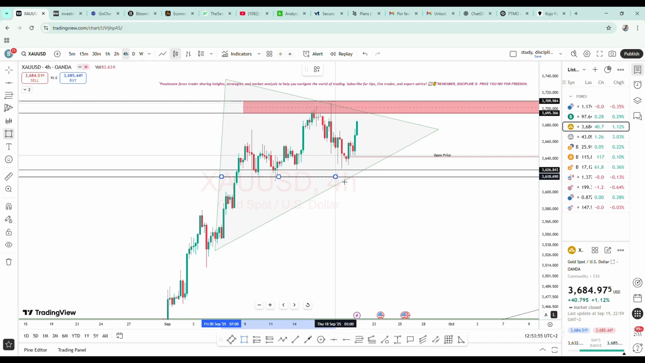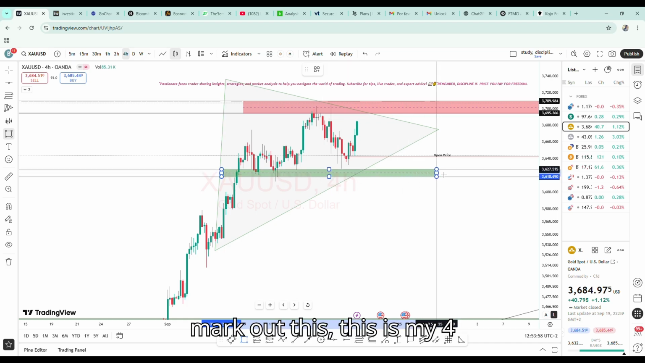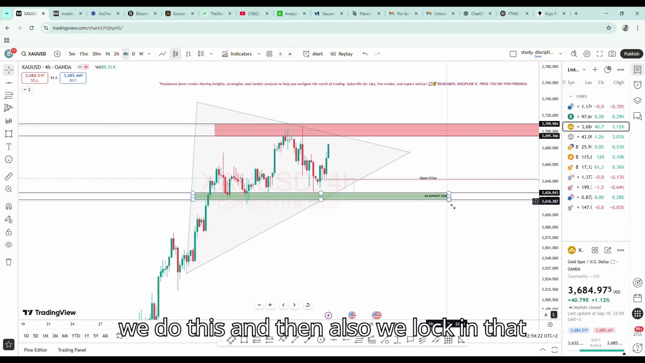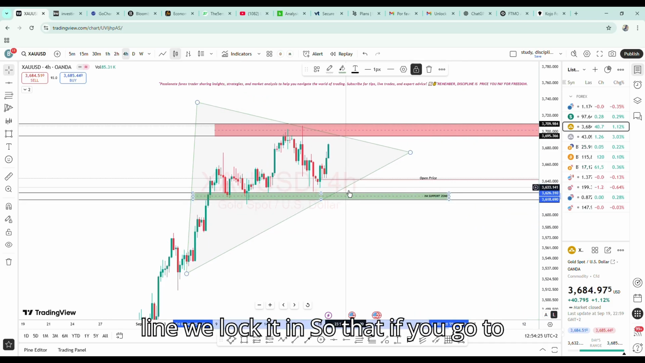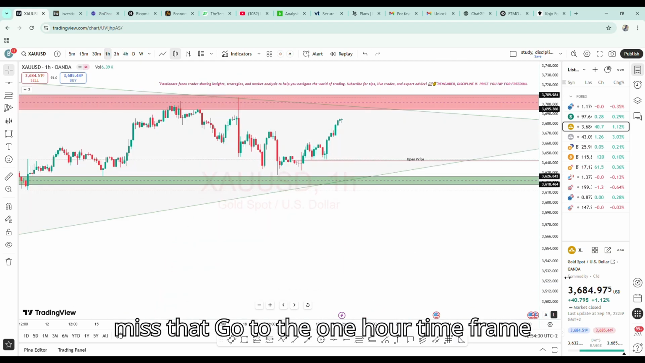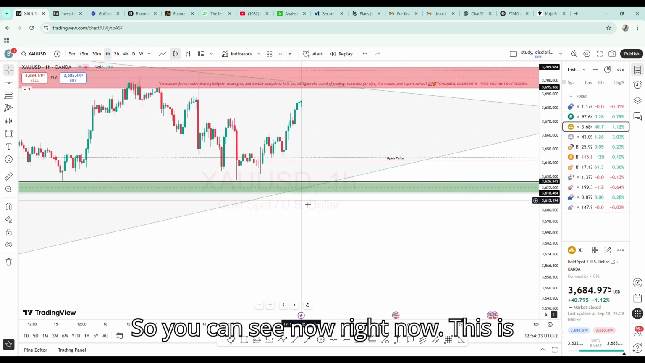Like we have to mark this out. This is my 4-hour. These are your 4 hours. On a lower time frame, we don't want to mix that. Go to the 1 hour time frame. So you can see now, right now, this is what we are having.